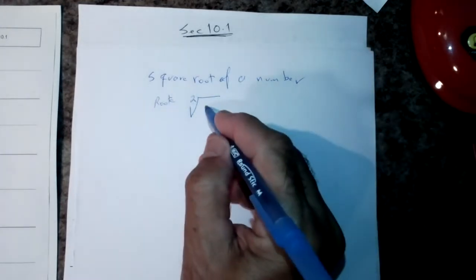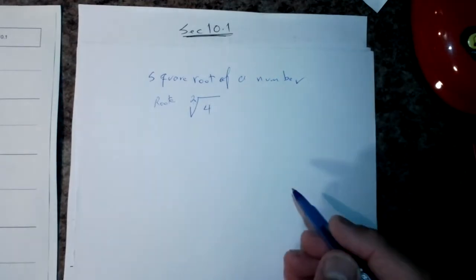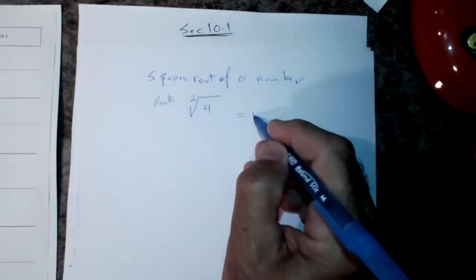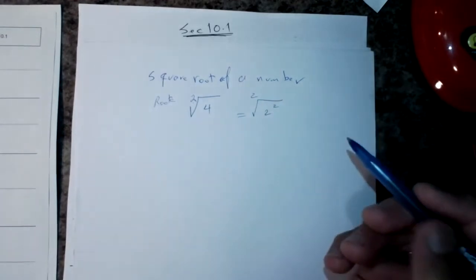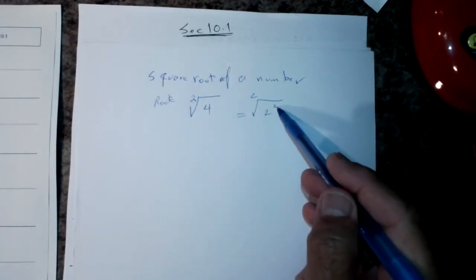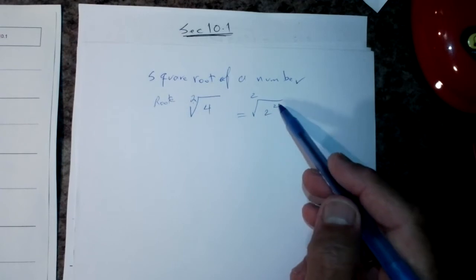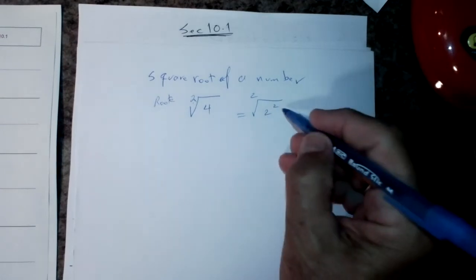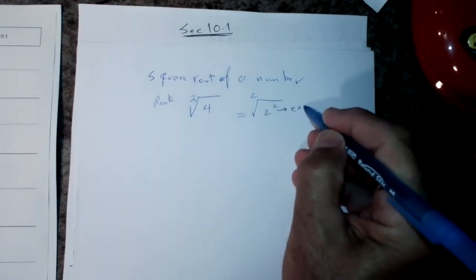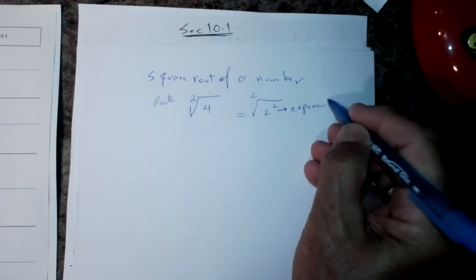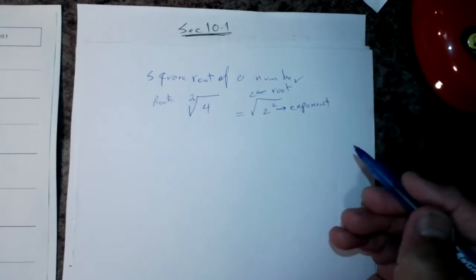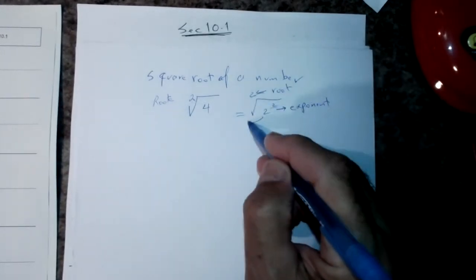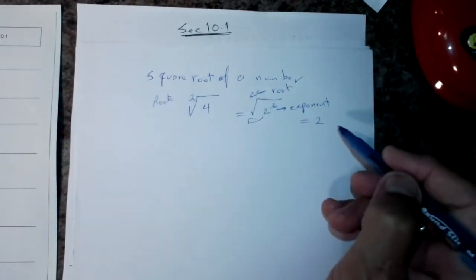And if I have a number under this, the base, then 4 is 2 to the power of 2. This 2 is the power of this 2. And if the exponent and the root are equal, then 2 is released from the radical.